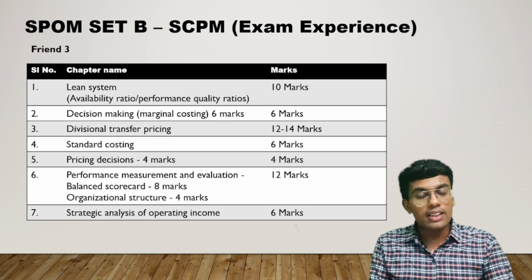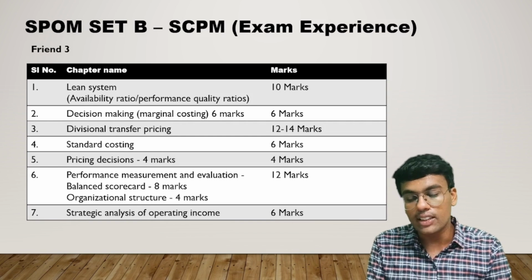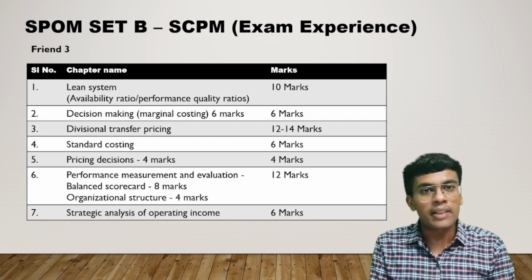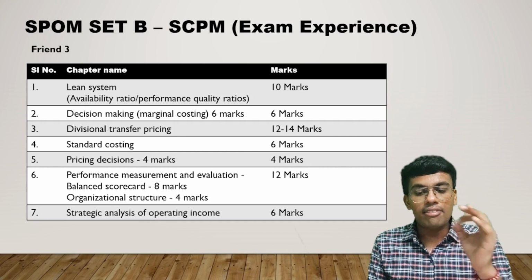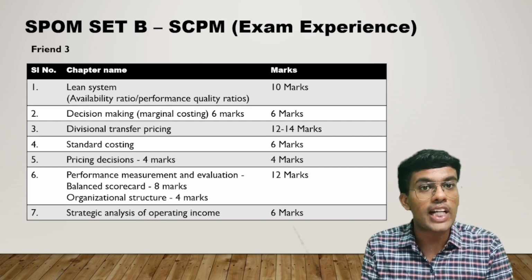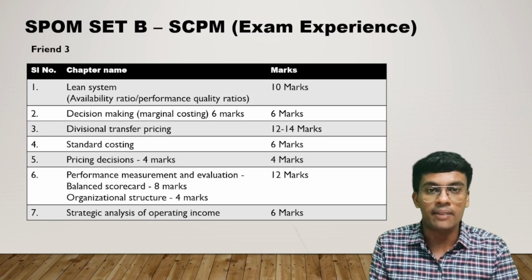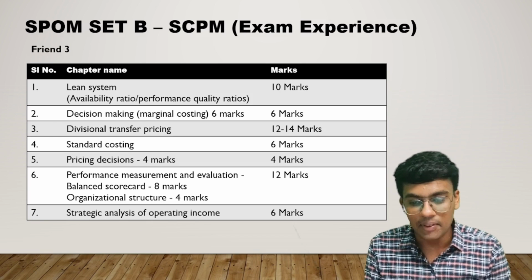Now the third friend's exam experience we are going to discuss. He mentioned lean system related chapter number 3, that is availability ratio, performance, quality ratio, which he had to calculate from the case study given in the question, and this was asked for 10 marks in his examination.